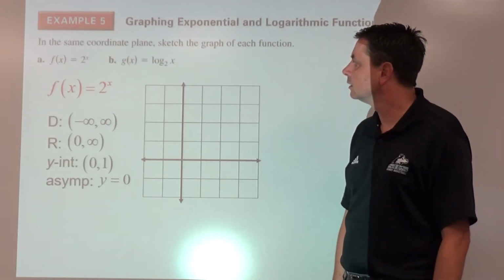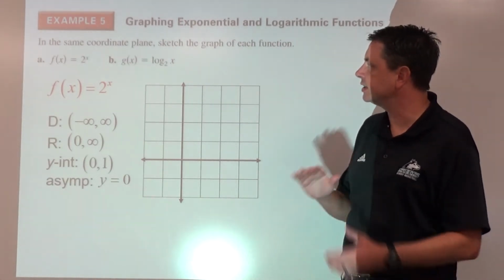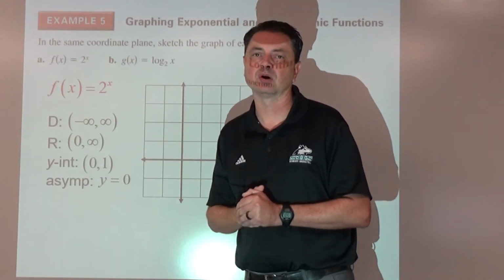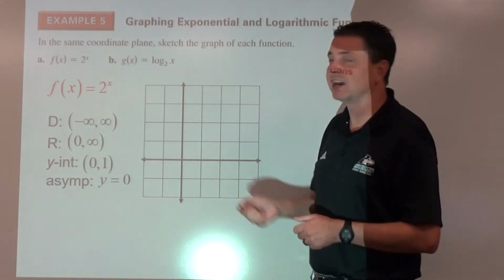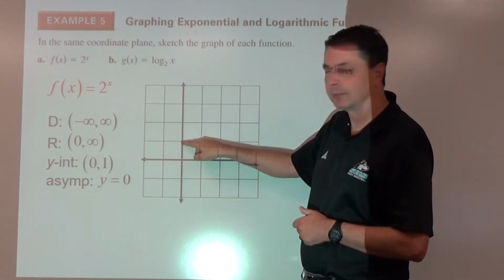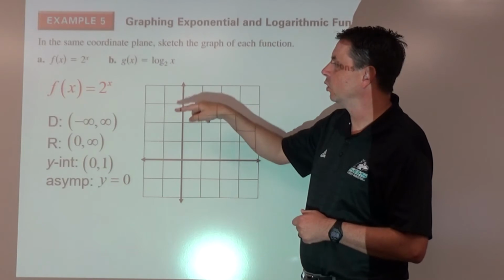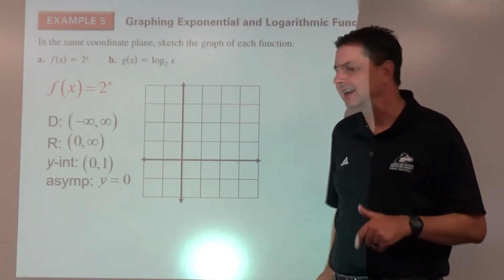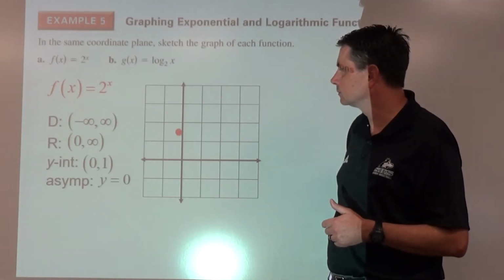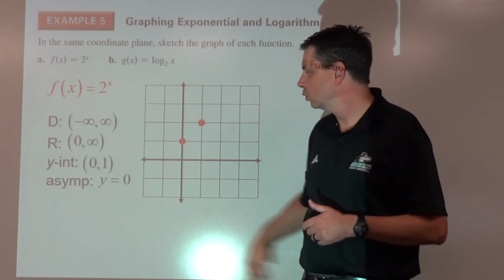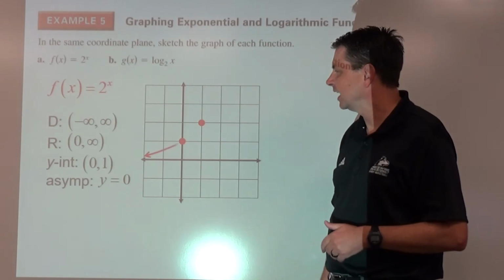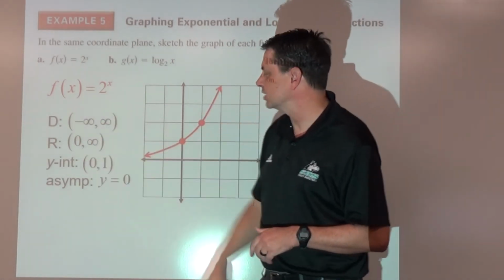Graphing exponential and logarithmic functions. In lesson 3.1, we did graph f of x equals 2 to the power of x. We did that by doing f of 0, 2 to the 0 power is 1, plot a point. And then did f of 1, 2 to the first power is 2, plot a point. And we graphed that. It did have an asymptote, which was the x-axis, y equals 0. And we had all the other information: domain, range, and y-intercept.